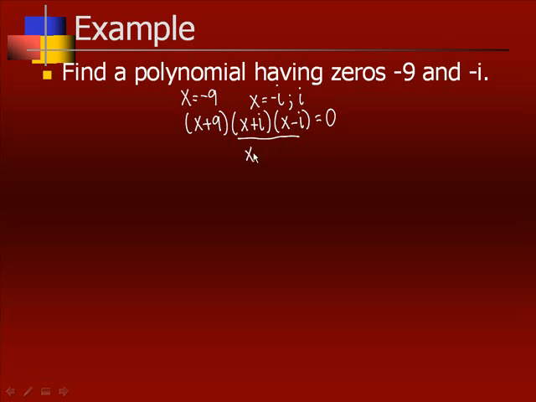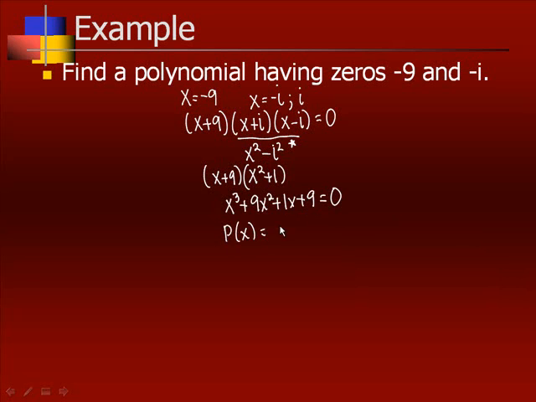So I'm going to start out by multiplying those two, so we'd get x squared plus ix minus ix. Those two are going to cancel, minus i squared. But remember, i squared is negative 1, so this becomes x squared plus 1. And then we've got x plus 9, so multiplying that out gives us x to the third plus 9x squared plus 1x plus 9. So our polynomial is going to be x to the third plus 9x squared plus 1x plus 9.